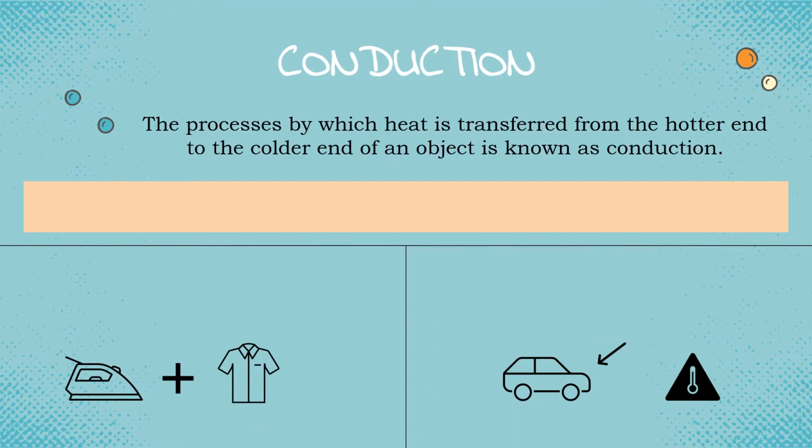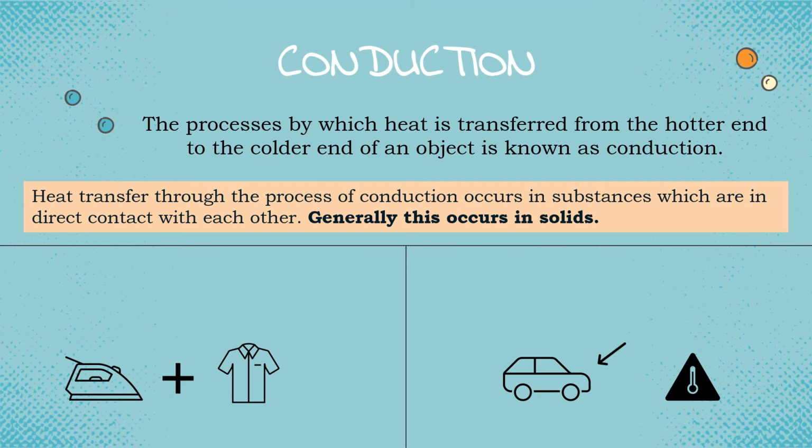Conduction is the process by which heat is transferred from the hotter end to the cooler end of an object. Heat transfer through the process of conduction occurs in substances which are in direct contact with each other. So generally this occurs in solids, like for example when we talked about the flame and the pan, that's direct contact because the flame, when you are heating something up on your stove, is directly touching the pan.